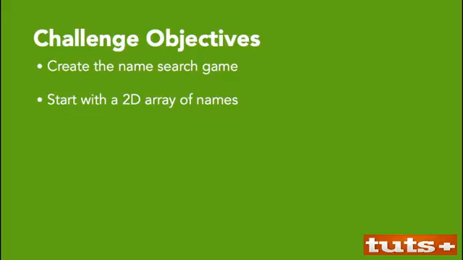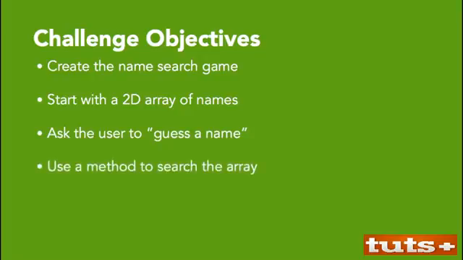Your job is to write the method that takes 2 parameters, a 2-dimensional array of strings called nameTable and a string called nameToFind. The method returns a Boolean value of true or false. Your method should search the 2-dimensional array of names to check for a match with nameToFind. Your program will ask the user to guess a name. You'll use the method to search the array and print out a message if the name was found. Make sure you allow the user to play the game more than once.